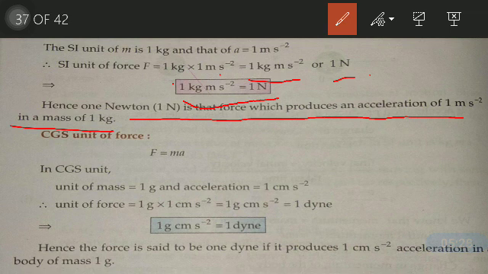In CGS terms, meaning centimeter, gram and second, the unit of force is different. How? Again, we have force equals mass into acceleration.